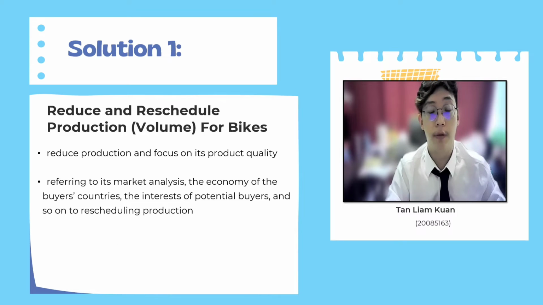As we mentioned before, Peloton's current solution is to reduce and reschedule production while focusing on product quality for the bike. Peloton suspended their bike production for 2 months and rescheduled based on market analysis, such as the economies of the buyers' countries like the US and Canada, potential buyer interests, and so on.